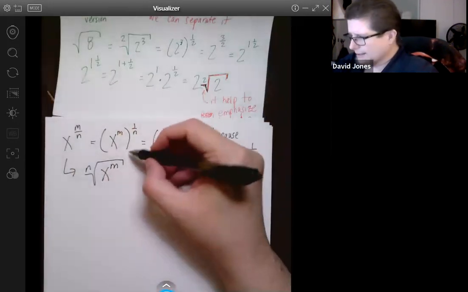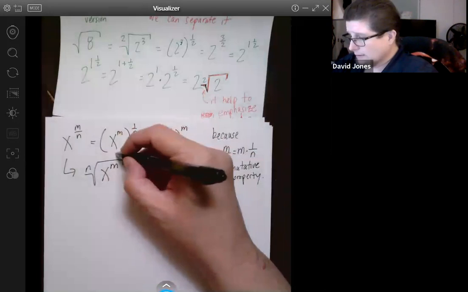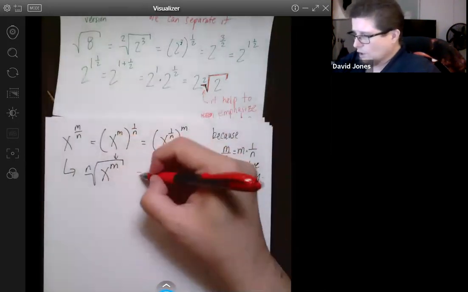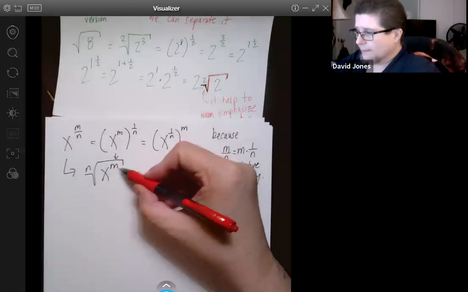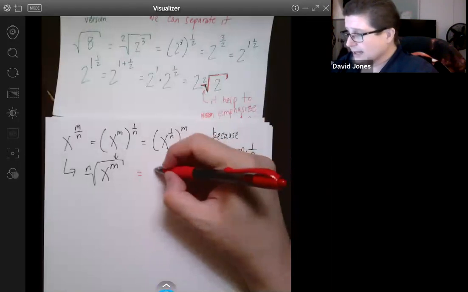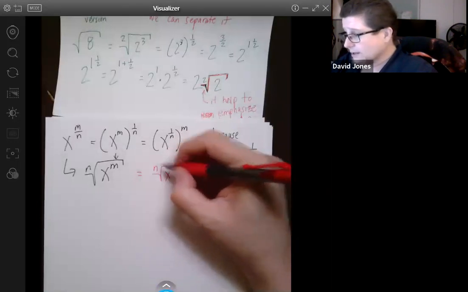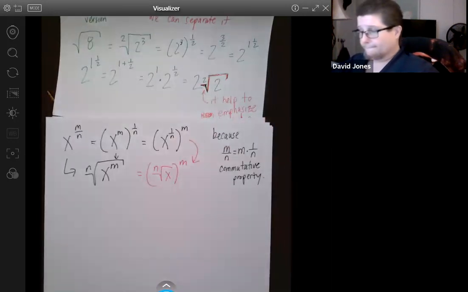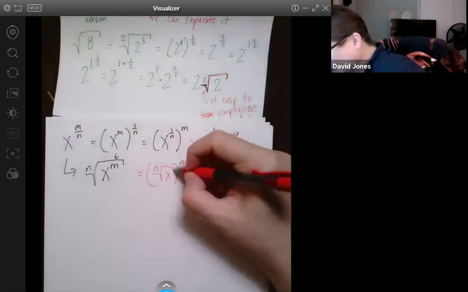Showing that is this one right here. And what I showed here, we can actually put the m on the outside because these are multiplied. This is the same thing as the nth root of x raised to the mth power. That's rewriting that. I didn't bring my little tail down. There we go.